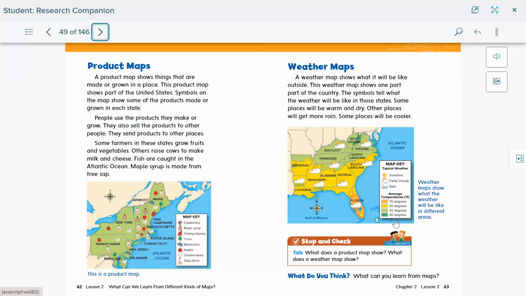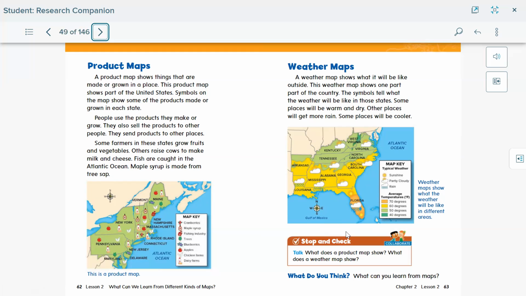and we look at the weather, we have symbols, we have pictures. We have the sun, that stands for sunshine. So whenever you see a sun, like in Florida, for example, that means the sunny part. If you see the cloud and the sun coming from behind, like here in Georgia or Mississippi, that means partially cloudy. And then if we see clouds and rain, that means it's the rainy part, or that would be rain in this state. So weather maps show what the weather will be like in different areas.